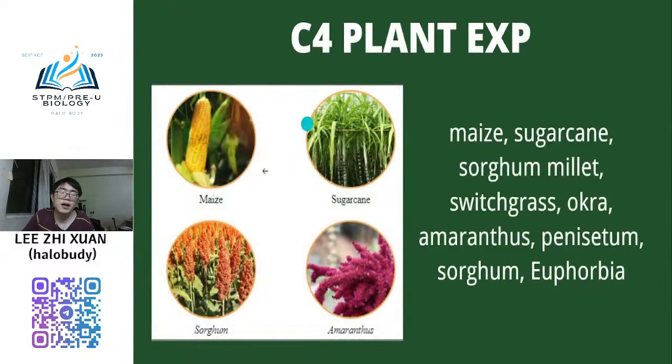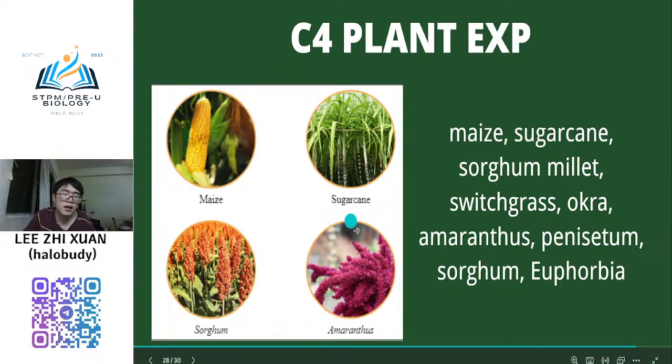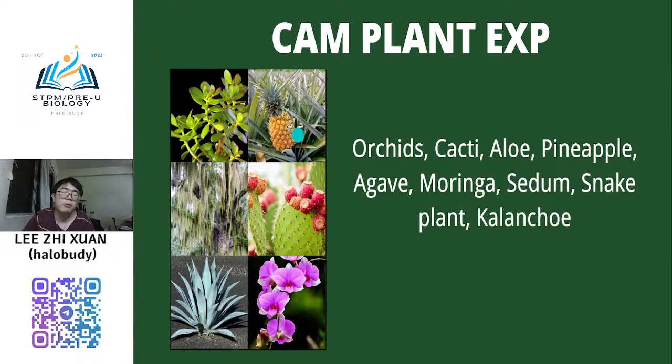For C4, the most famous ones are these two: maize and sugarcane. Maize and sugarcane are very famous. The others you can also find. For CAM, the most important are pineapple and cactus.